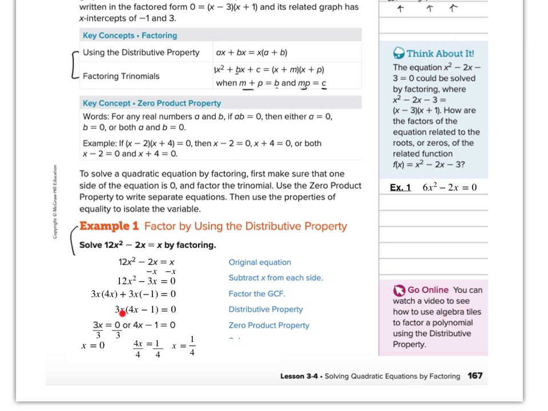So we solve both factors for 0. Your possible solutions are here: 3x equals 0, divide both sides by 3, x is equal to 0. And then here, we have to isolate, so we add 1 to both sides, and then you get 4x is equal to 1. Divide both sides by the coefficient, and then x is equal to 1/4. That is using the distributive property method.